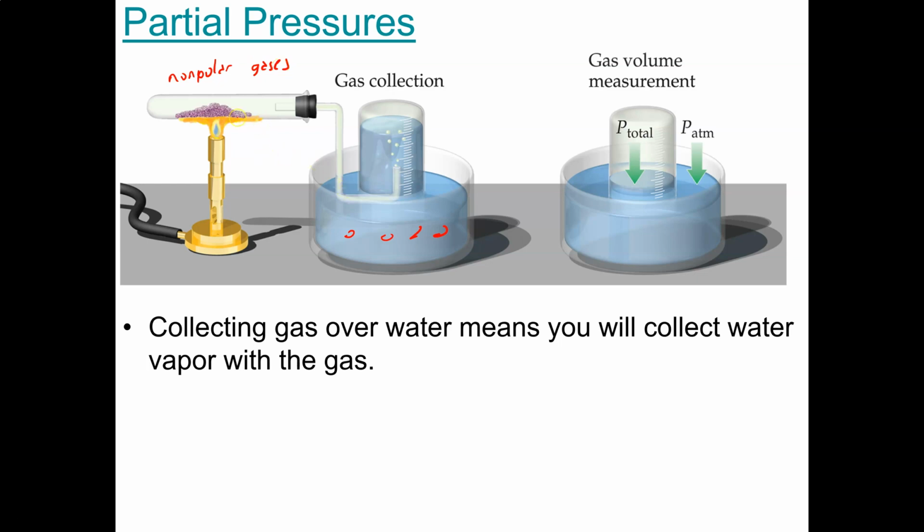So this is the way it works. You produce your gas in here. It goes through this tube and it goes in water. Now, why would you do it in water, you ask, right? Because in water, I could preset this. Let's say the original volume of this was 1 milliliter.